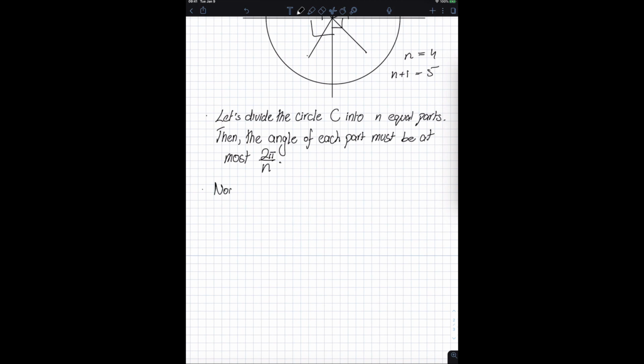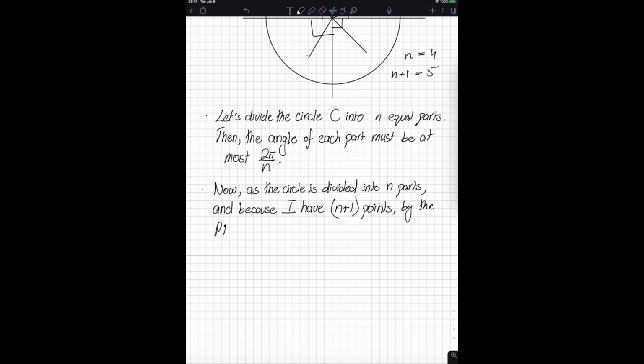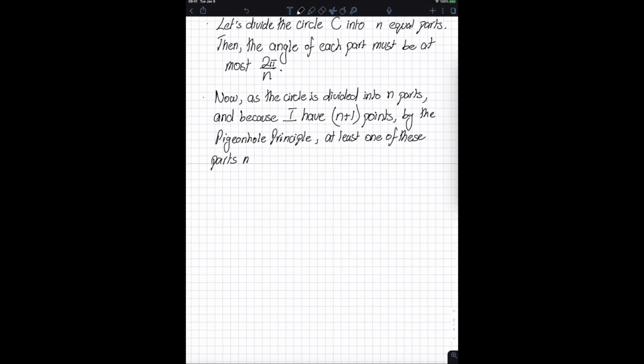Now, as the circle is divided into n parts, and because I have n plus 1 points, by the pigeonhole principle, at least one of these parts must contain 2 or more points.